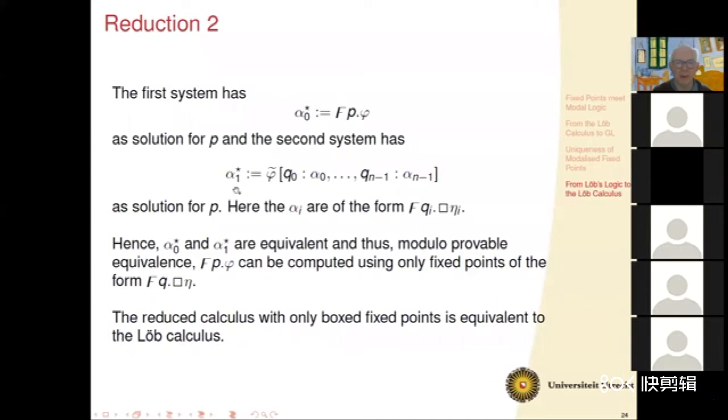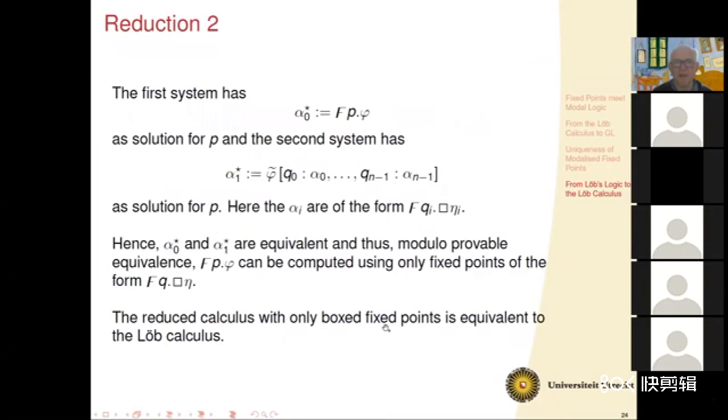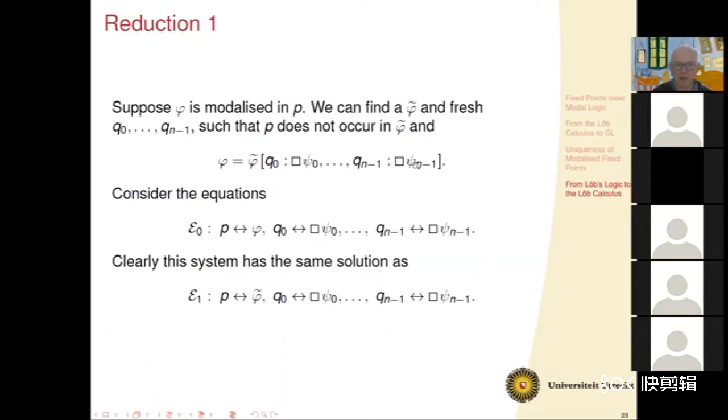So alpha zero star and alpha one star are equivalent because they're the unique fixed point of phi. Or you could also say we are following an equivalent solution procedure, but the algorithm that we apply is different. The one gives us directly the fixed point of phi, and the other gives us the fixed point of phi as an analyzed thing, so it's phi tilde, and then the fixed points of this system of equations with the phi tilde substituted.